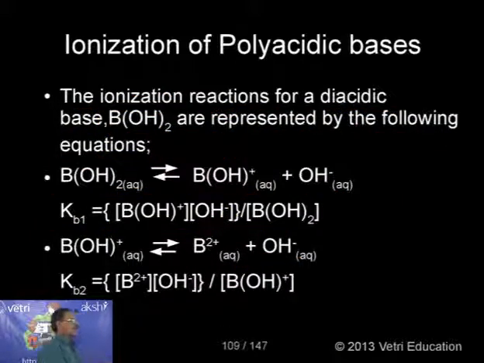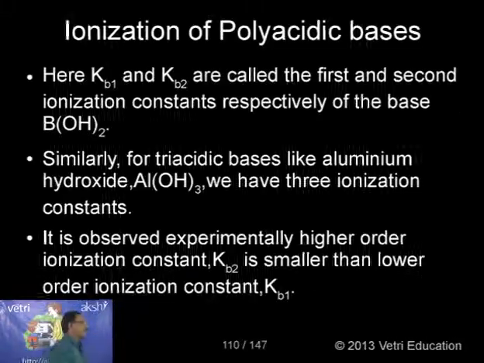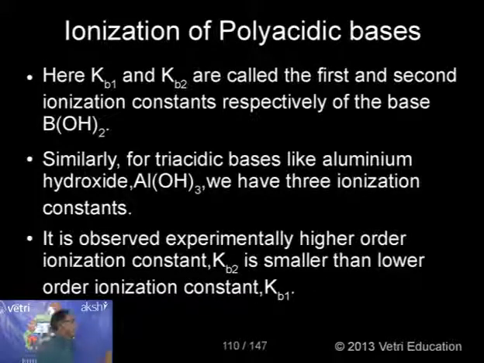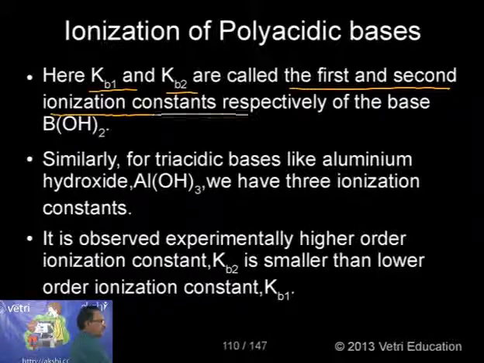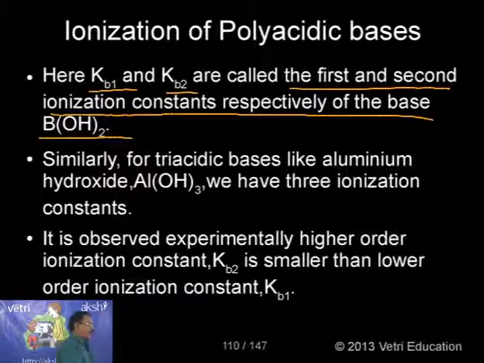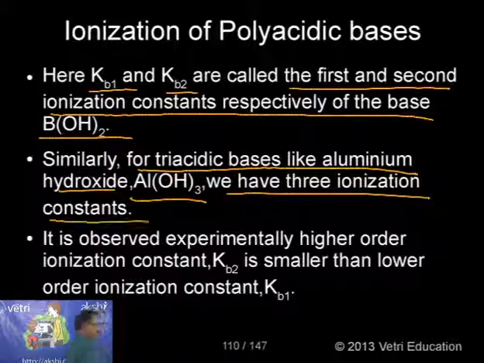So for these polyacidic bases, where two OH groups are present, there are two ionization constants, Kb1 and Kb2. As in the previous case, Kb1 and Kb2 are called the first and second ionization constants respectively of the base B(OH)2. Similarly, for triacidic bases like aluminium hydroxide, we have three ionization constants: Kb1, Kb2, Kb3.